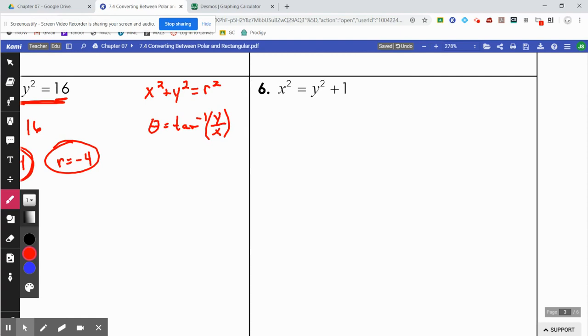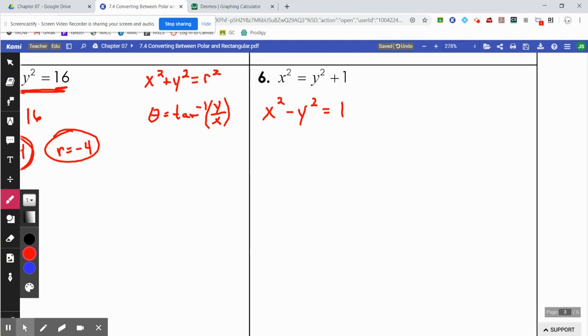Here, it looks like a circle again, but actually it's not. When you move that y squared over, you get x squared minus y squared equals 1. If you remember correctly, this is what's called a hyperbola. So what we're going to have to do is somehow replace these. I believe the only method we have here is taking out the x and replacing it with r cosine theta, and I'm going to go ahead and square it as I plug it in. Minus, take out the y and replace it with r sine theta, and square it as you plug it in. And that is equal to 1. And from here on out, it's just simplifying.